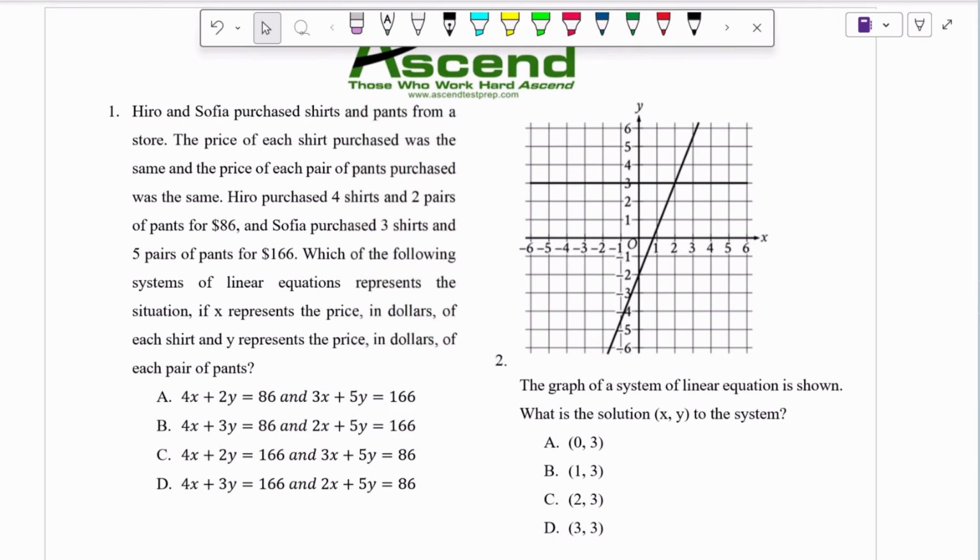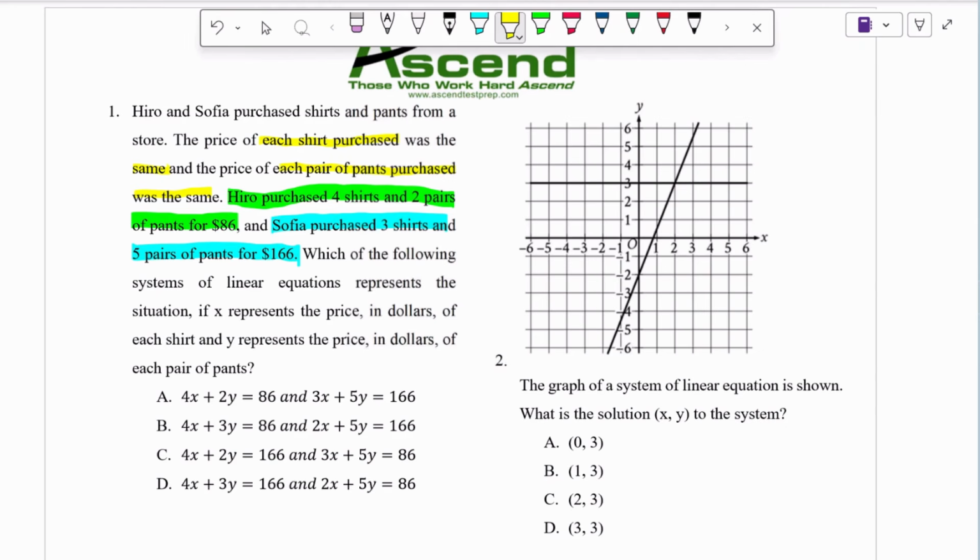So to get you started at problem number 1, we have Hero and Sophia. Hero purchased 4 shirts and 2 pairs of pants for $86, and Sophia purchased 3 shirts and 5 pairs of pants for $166. At the start of the problem, each shirt purchased was the same price, and each pair of pants purchased was the same. What this means is Hero and Sophia are paying the same for the shirt and the same for the pants. They just bought different quantities. Looking at the blue and the green, which one represents the correct answer?